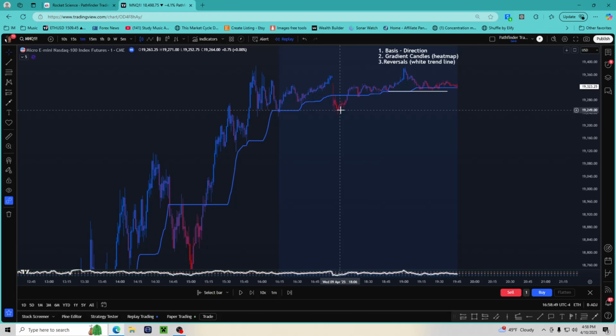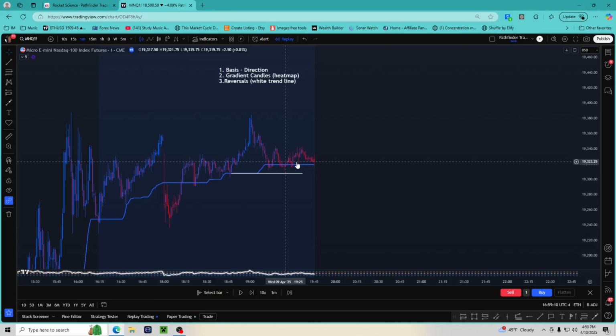pulls back to it and continues. So even here, it doesn't quite reject this larger level. These smaller flat areas weren't even enough to trigger our white line, so you wouldn't have had to worry about that. So you're still in an uptrend here. You can see here, no problem, it stays up. And then right here, this white trend line, the market is now coming down here.